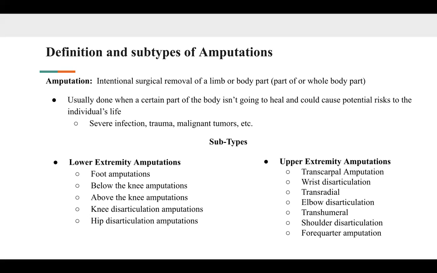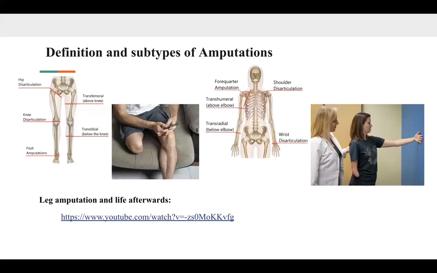In the lower extremities, there are foot amputations below the knee, above the knee, knee disarticulation, and hip disarticulation. And in the upper extremities, there are transcarpal and wrist disarticulation, transradial, elbow disarticulation, transhumeral, shoulder, and forequarter amputations. The images of the skeletal system show where on the human body the articulations are done. They're done at these specific parts for biomechanical reasons.